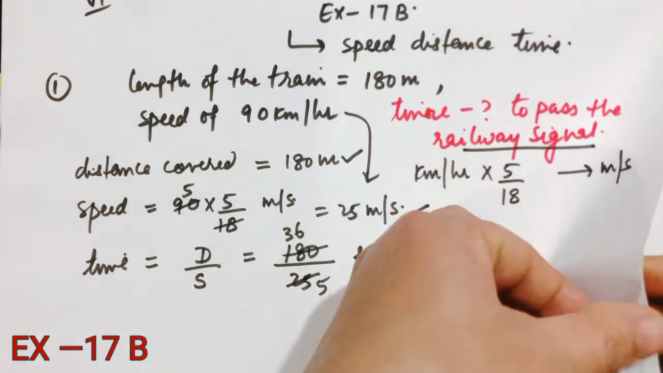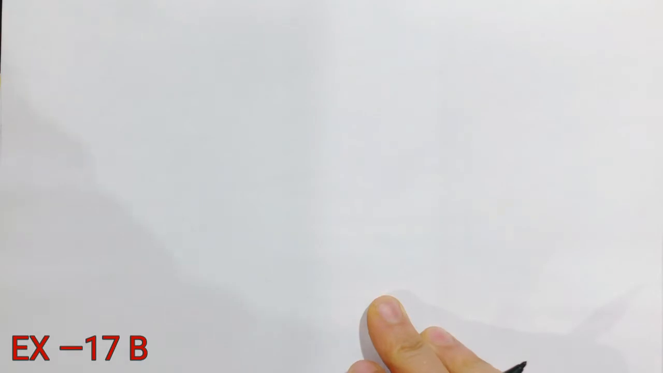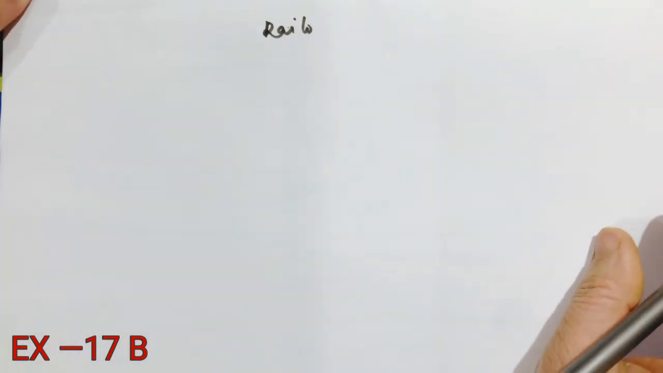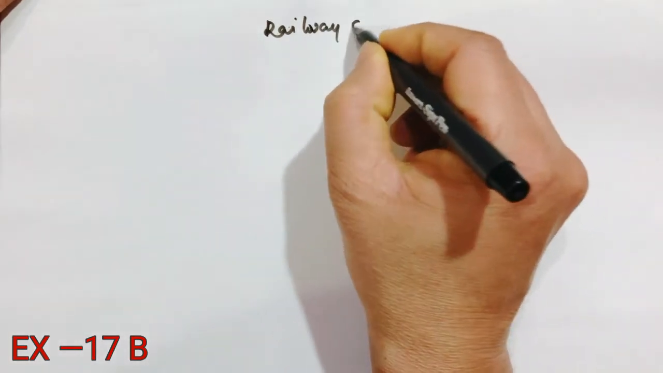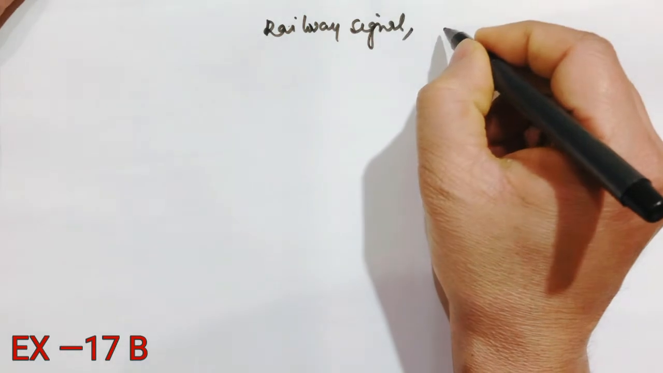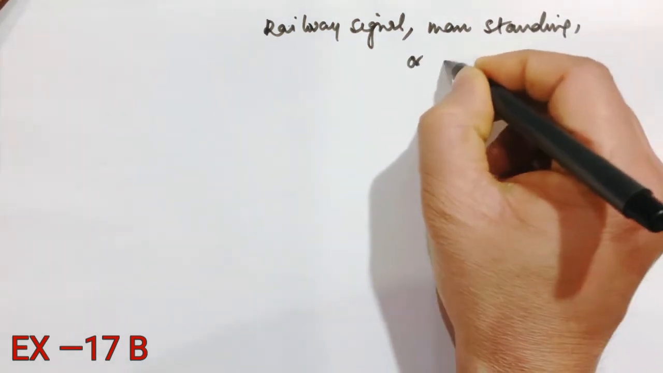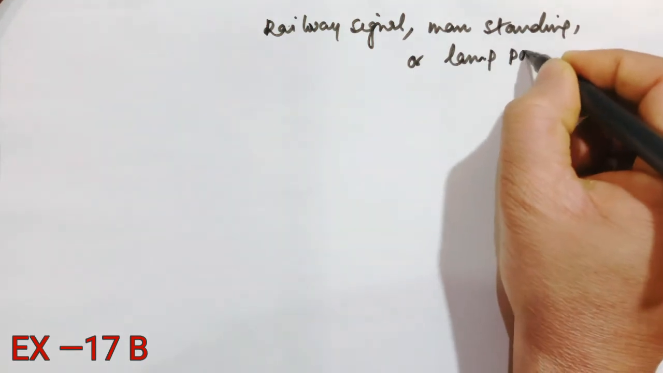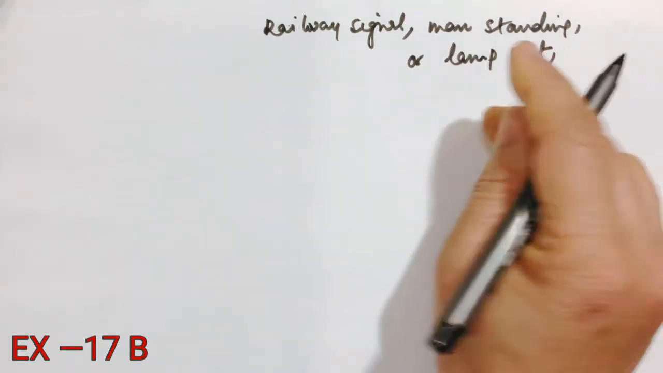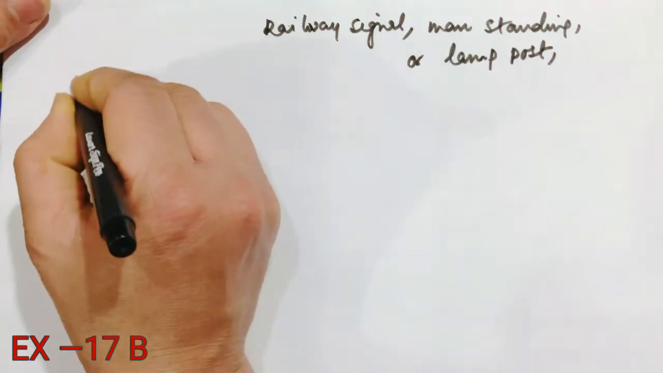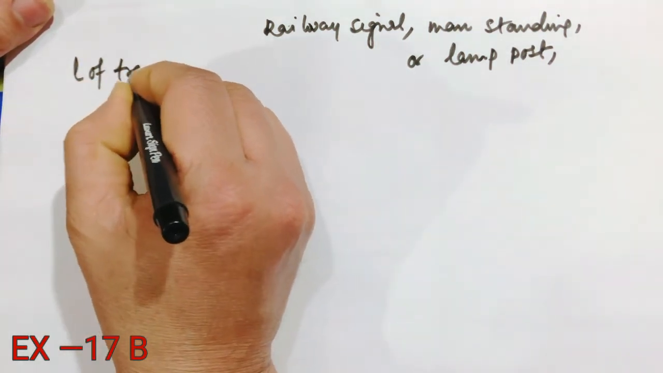They say a train whose length is, now the railway signal is finished. Now the train is going to pass a telegraph pole. Whether it is a railway signal, a man standing on the platform, or a lamp post, in order to pass any one of them, the train will cover its own length. Right?